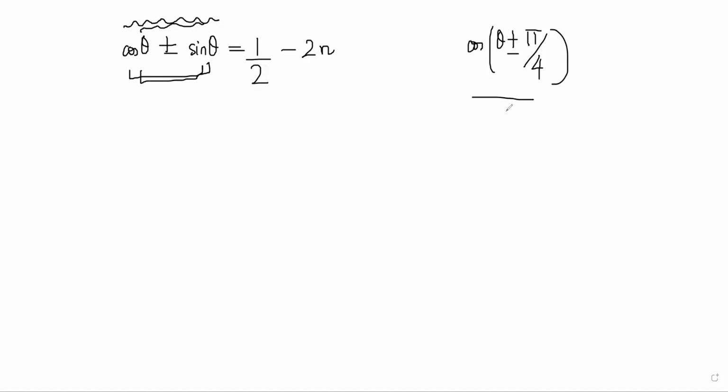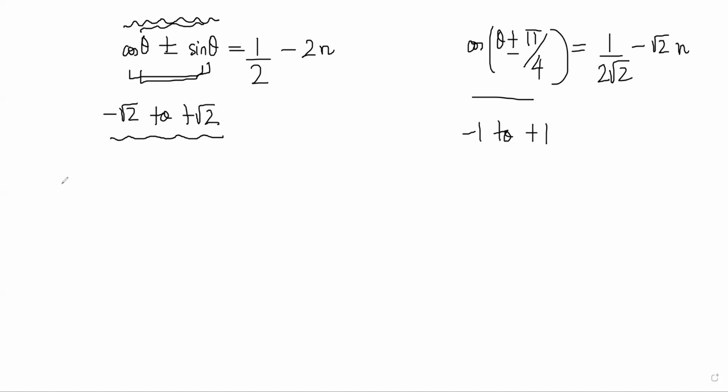What have you understood? Like cos theta plus minus sin theta, getting the maximum value and minimum value is more difficult, annoying. Like where cos theta plus minus pi by 4, we know the range of cos theta, it should be in the range of -1 to +1. Here it has to be between -√2 to +√2. The logic is the same.